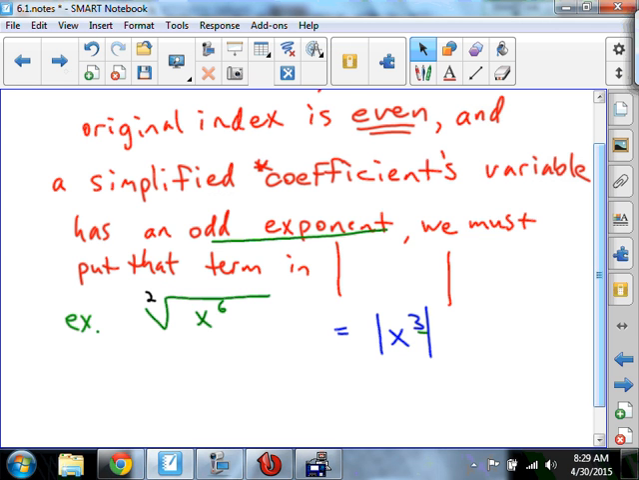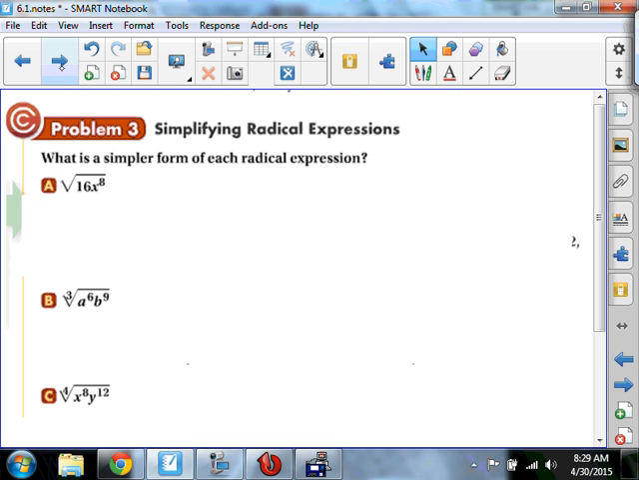Let's see if the book has any more examples on this. Here we go. Square root of 16x to the 8th. When we do this, we break it down piece by piece. Let's look at the numbers first, and then the variables. What's the square root of 16? 4, good. And the square root of x to the 8th is x to the 4th, good. So it's 4x to the 4th.